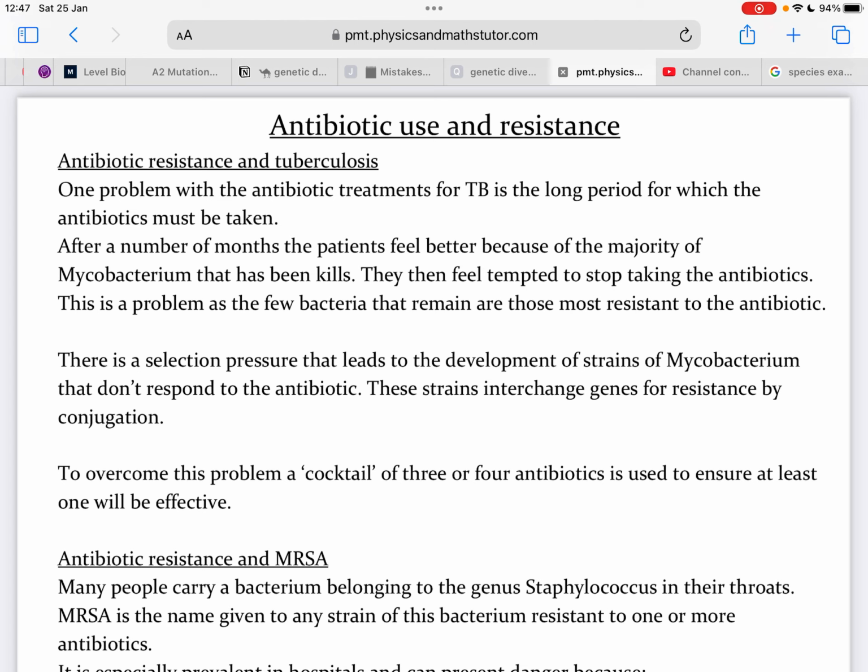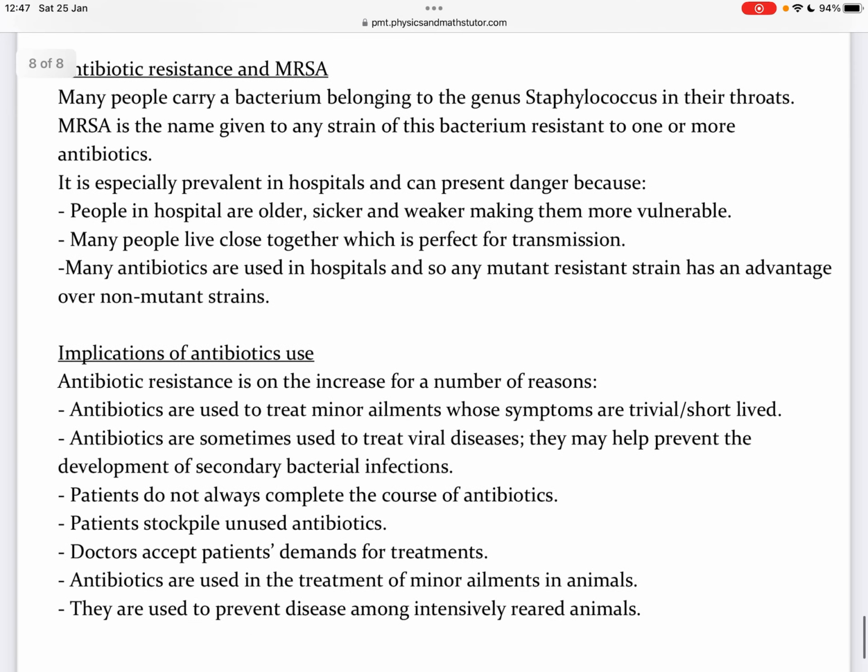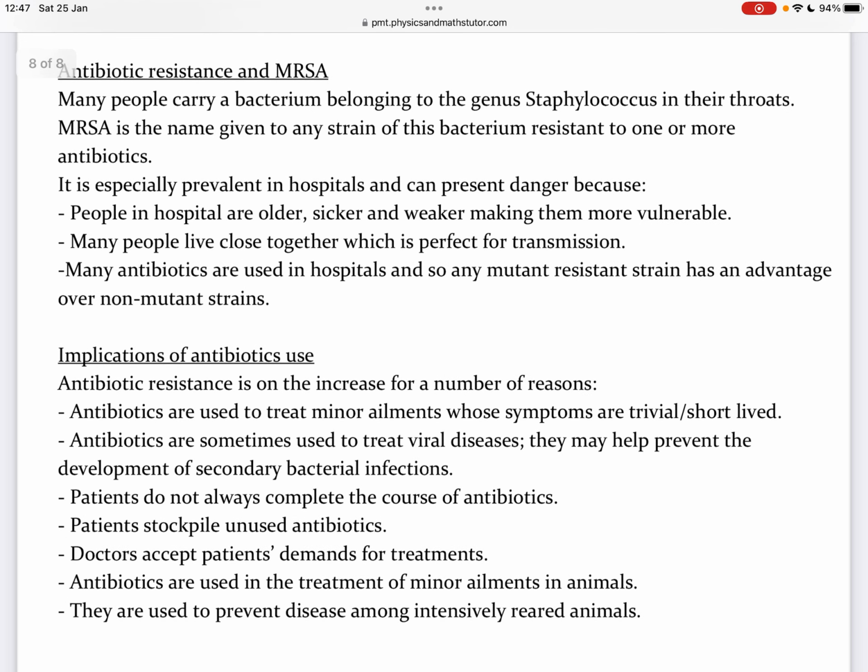To overcome this problem, a cocktail of 3 or 4 antibiotics is used to ensure at least one will be effective. Then we have antibiotic resistance and MRSA. Many people carry a bacterium belonging to the genus Staphylococcus in their throats. MRSA is the name given to any strain of this bacterium resistant to one or more antibiotics. It's especially prevalent in hospitals and can present danger because people in a hospital are older, sicker, and weaker, making them more vulnerable.